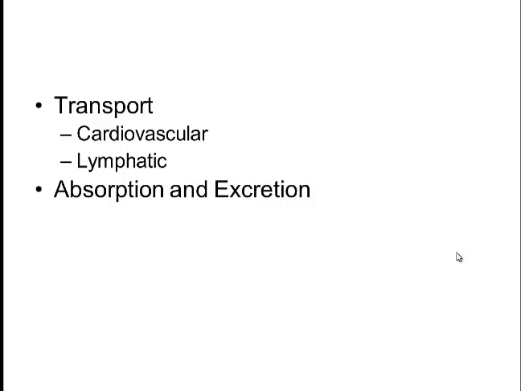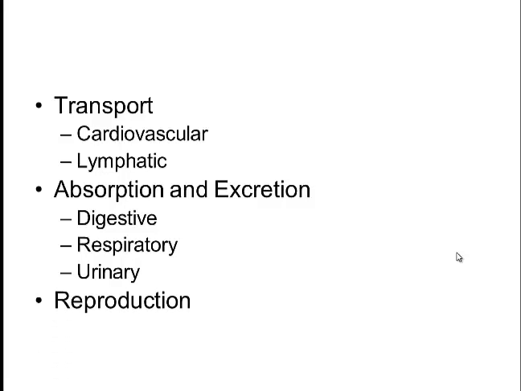Absorption and excretion, so we have to get stuff into our cells and we have to get rid of waste products. So the digestive system is going to help us get stuff in, along with the respiratory system, but the respiratory is also going to help us get stuff out, along with the urinary system, so we can get rid of waste products. And then you have your reproductive system. That's one of the systems we actually do not go into detail with this year because it's not really a main part of homeostasis as it is like many of the other systems. We will talk a little bit when we do the endocrine system, though.